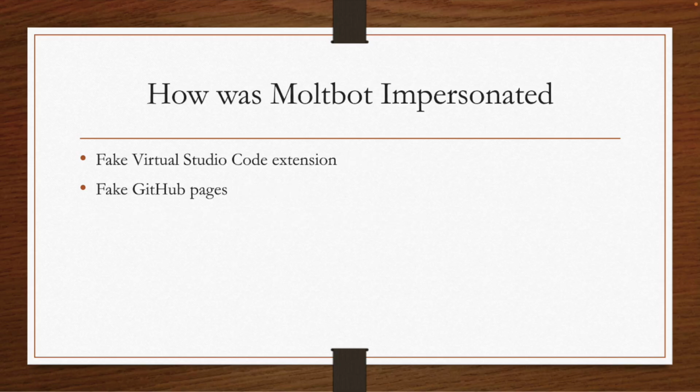Now, how was Moltbot AI impersonated? The main form of the impersonation came from a fake Virtual Studio Code extension. The catch? Moltbot does not actually have a real Virtual Studio Code extension. Threat actors took advantage of this fact and hoped that users would fall for this fake Virtual Studio Code extension. That way they could harvest the user's credentials.